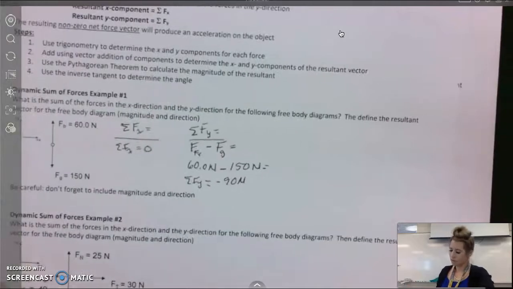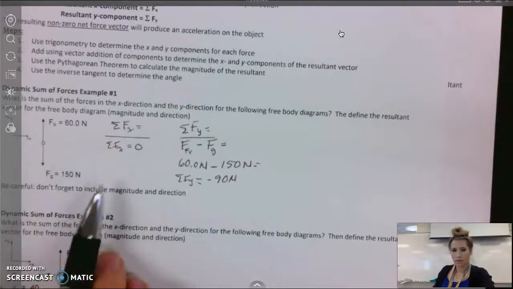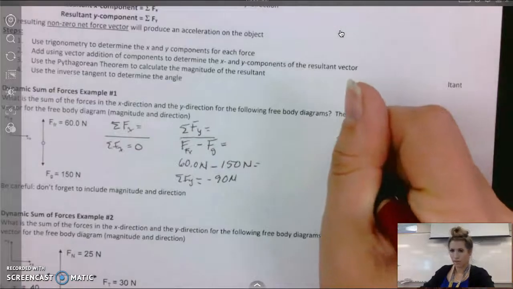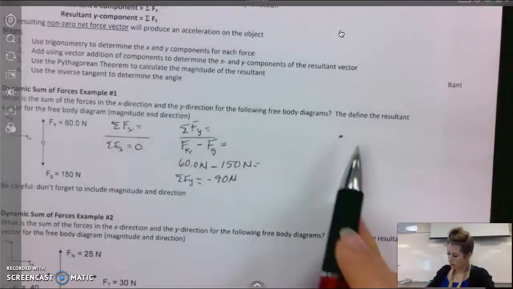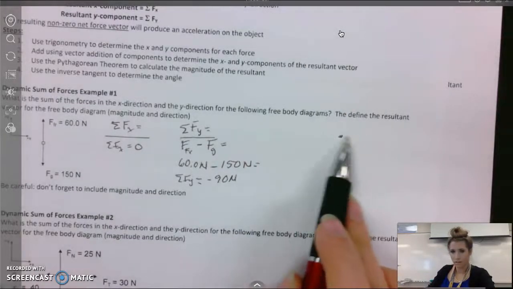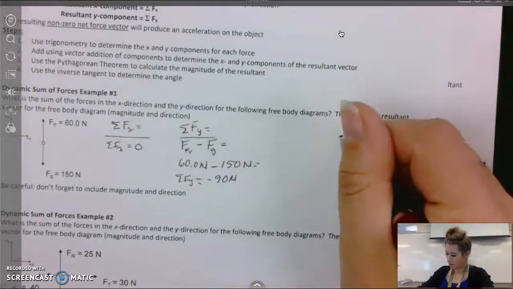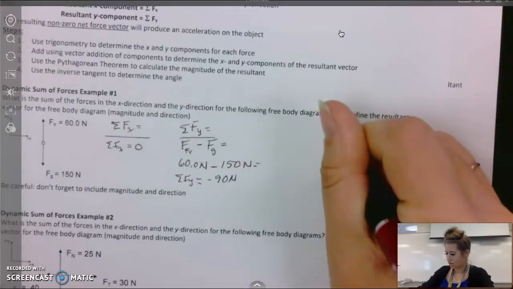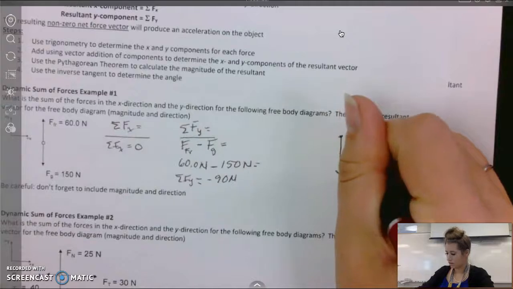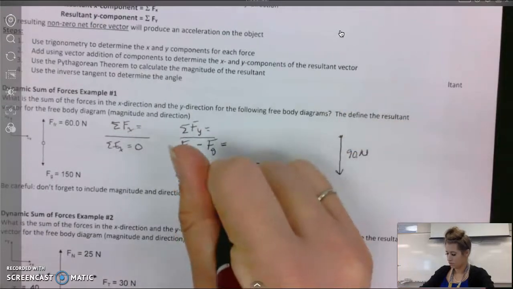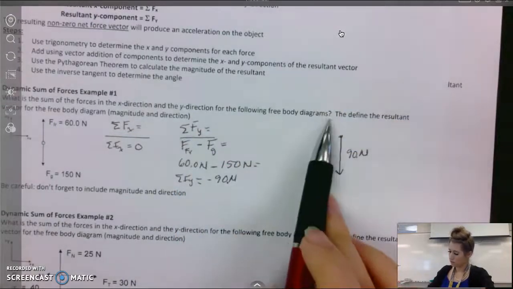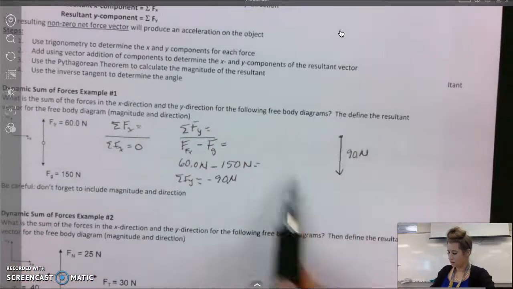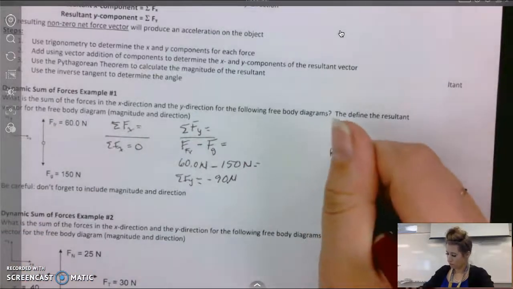Okay. Now, let's draw that resultant vector. So here's the tail of my resultant. I'm not going anywhere in the x direction. And then I'm going down 90 newtons. Okay, so define the resultant vector for the free body diagram. Well, there's our resultant vector.